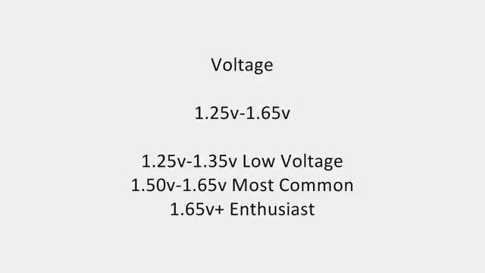The lower the voltage on the memory modules, the less heat that will be produced and the less power that will be consumed by the modules as they are running. Low voltage memory modules run anywhere from 1.25 to 1.35 volts. Most common memory kits you're going to see out there run from 1.5 to 1.65 volts, and memory that's running 1.65 volts or over is usually higher end or enthusiast memory.